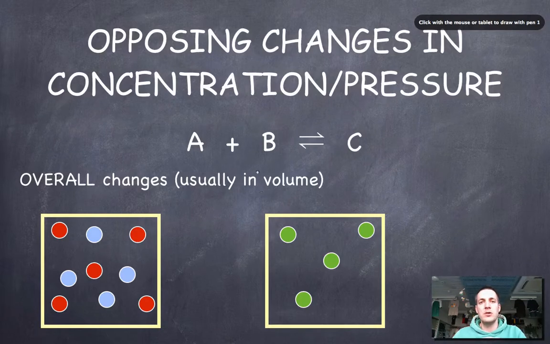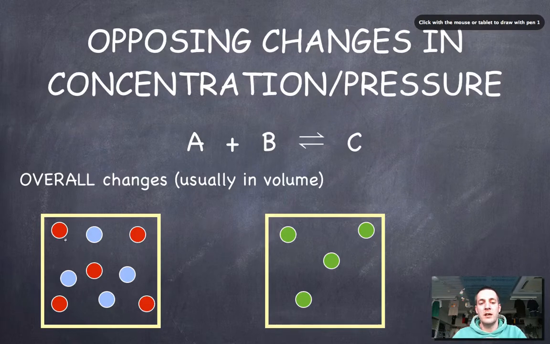Now we could imagine the two extremes here. We could say the position of equilibrium lies entirely to the left, where we've just got A and B in our container. Or the position of equilibrium could lie entirely to the right, where we've just got C in our container. Now I've been careful here in these two diagrams to show the correct proportions of particles.